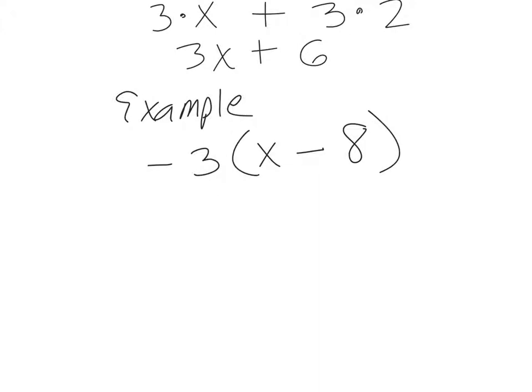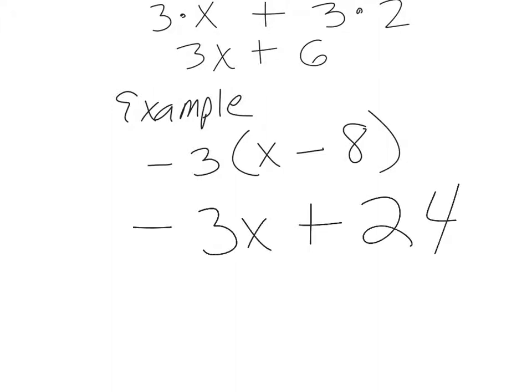Okay, who's feeling really confident in their answer? Or even if you're not confident, who cares? Mikey, what do you think? I did negative 3x plus 24. Will you please tell me where you got that from, ma'am? Because negative 3 times x is negative 3x. And then a negative times a negative is a positive. And 3 times 8 is 24.